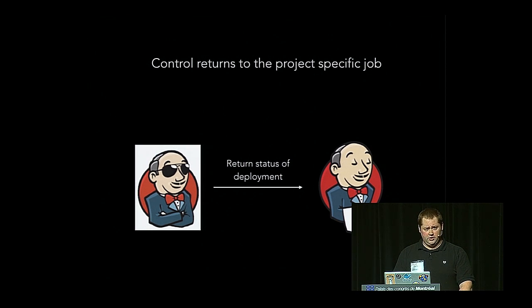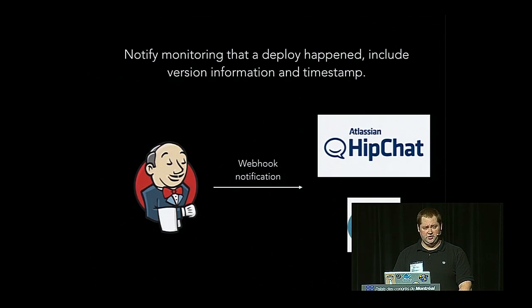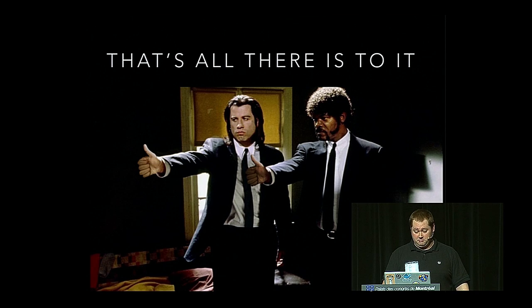After control flow returns back to the project-specific job, we just do a bunch of push notifications so people actually know what happened. Deploy went live and everybody should know about it. We notify HipChat, New Relic, send build events off to Graphite, maybe email people if the build broke, the blame email, everybody loves that one. After that, it's pretty much rinse and repeat, do that for the rest of your nodes, and that's all there is to that. That process is fairly simple.